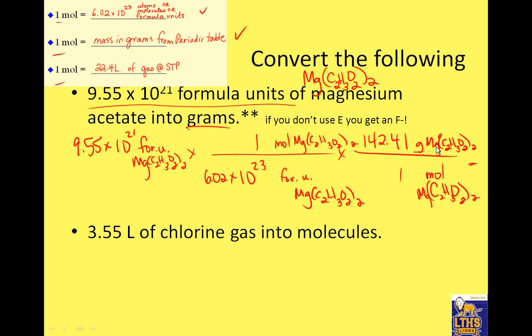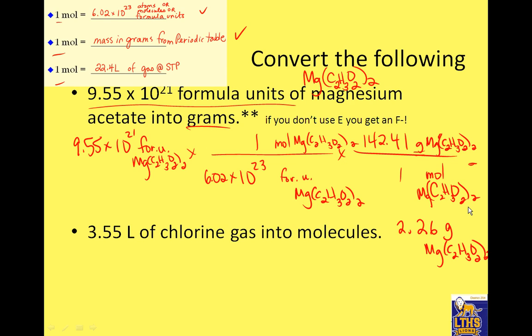Okay, get that from the periodic table. Then calculator-wise, please use the E button on your calculator. 9.55, second E, and then 21, divided by 6.02, second E, 23, and then times 142.41. Enter. I get 2.26, there's no times 10 on that, grams of magnesium acetate.